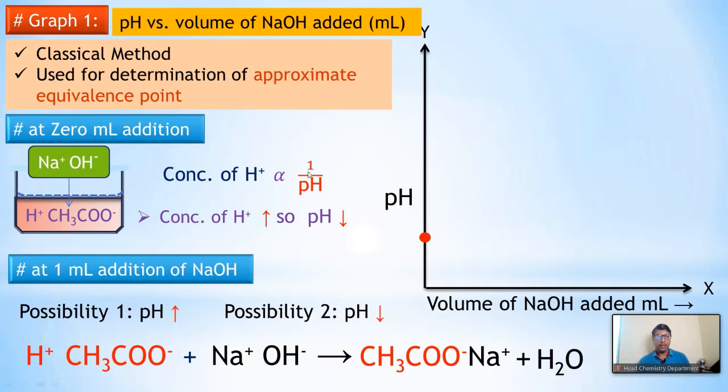So according to our concept, if the concentration of H plus ion decreases, the pH increases. That means when you add the next ml of NaOH into this solution, the pH increases. Why? Because here the H plus ion concentration decreases, and as per our concept, if it decreases, then pH increases. Because of that, in the next addition of NaOH into this acetic acid solution, the pH you find increases.